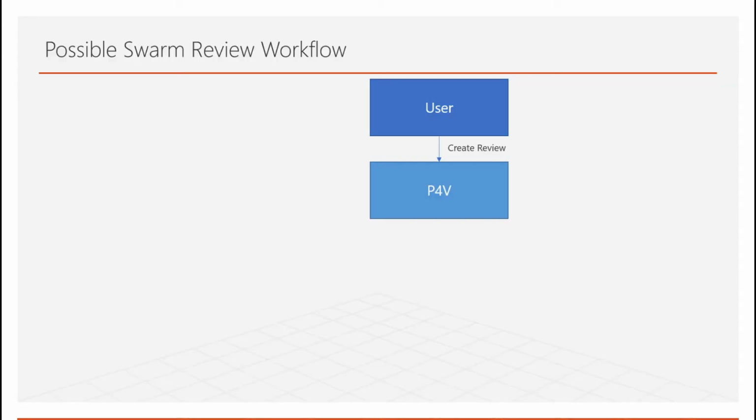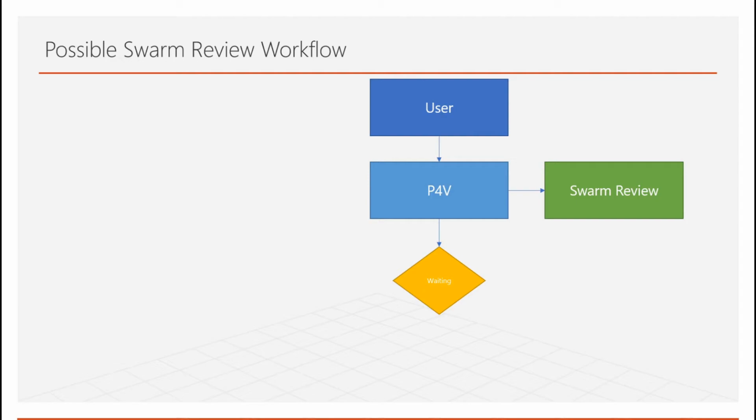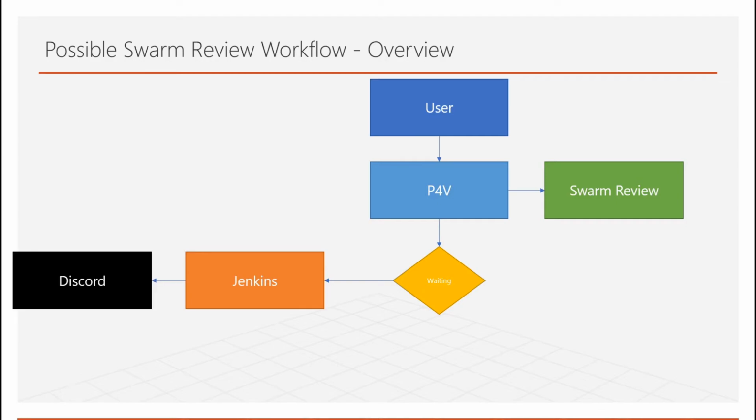So option B is basically the user creates a Swarm review, and this then means waiting for the build server to actually give a result, which then informs Discord. And someone can review the change list. So these are the two workflows. The difference is that in the first one, somebody will review immediately without waiting on the result of the build server, while in this workflow, somebody will only review after the build server has said something.